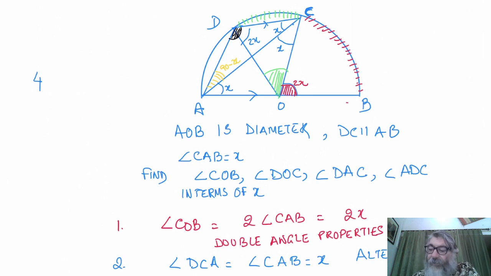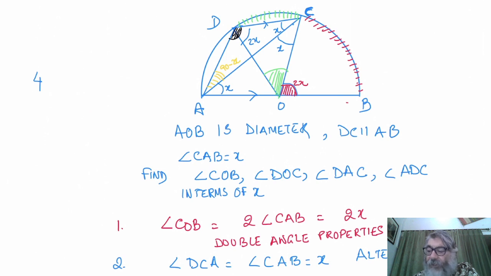Now again, angle CAB is given x, so angle DCA will also be x. These are alternate angles. If lines are parallel and a third line cuts them, then we get alternate angles equal. This is x, this is x, alternate angles. Once I have got this x and x, I also will say that angle OCA is equal to angle OAC.